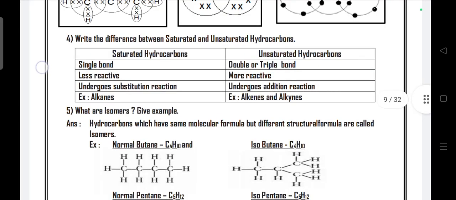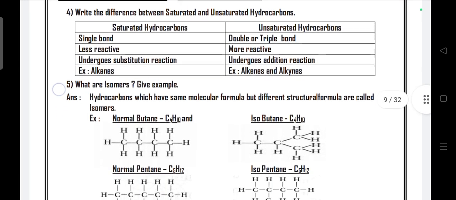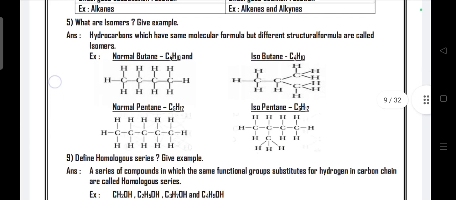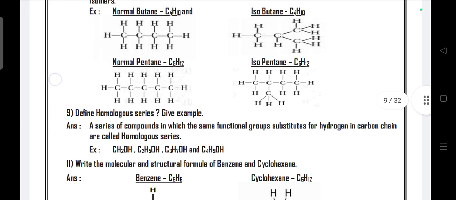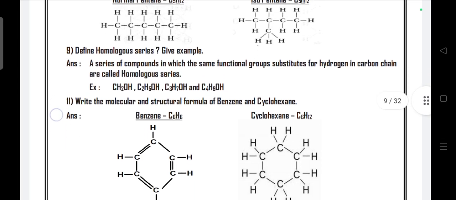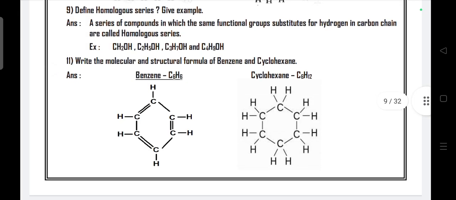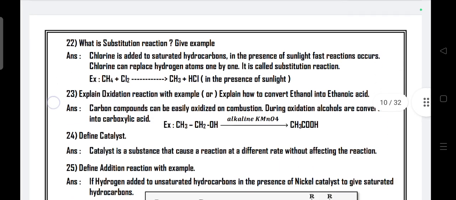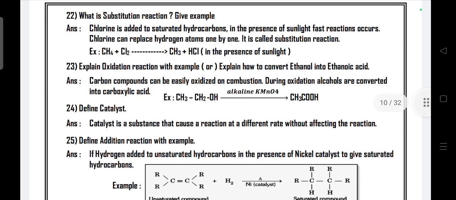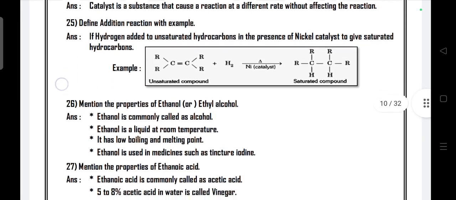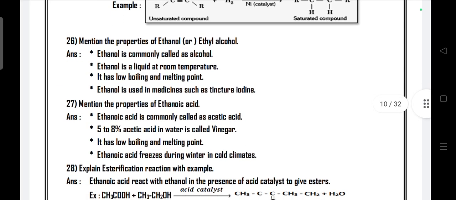Difference between saturated and unsaturated hydrocarbons. Then isomers. They'll ask butane or pentane. Both are here. Just practice these isomers. 100% they'll ask. Then benzene, cyclopentane and cyclohexane. Very important from this chapter. So here are the chapter wise important questions. If you read, this is enough for your annual exam.